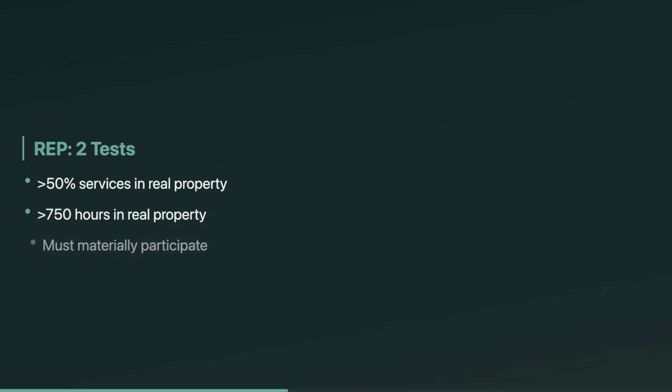To qualify as a real estate professional, you must meet 2 tests in the same year. First, more than half of your personal services must be in real property trades or businesses where you materially participate. Second, you must perform more than 750 hours in those real property activities. On the EA exam, they love giving you a taxpayer with a full-time non-real estate job. Usually that fails the more than half test.